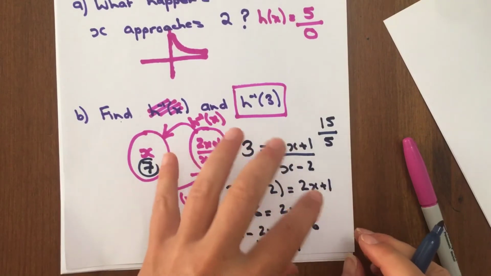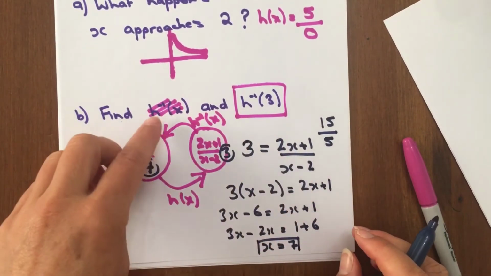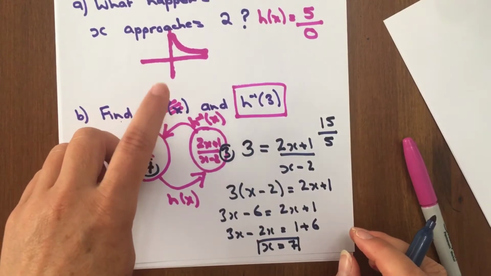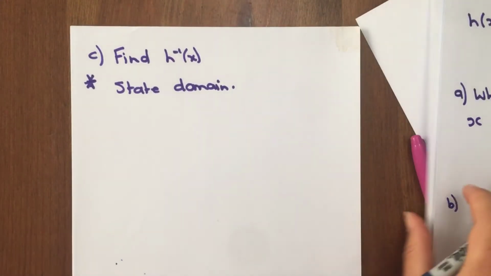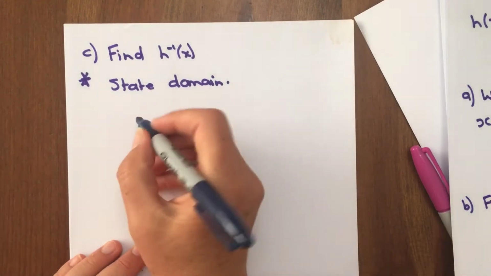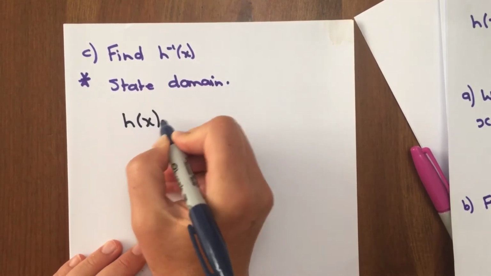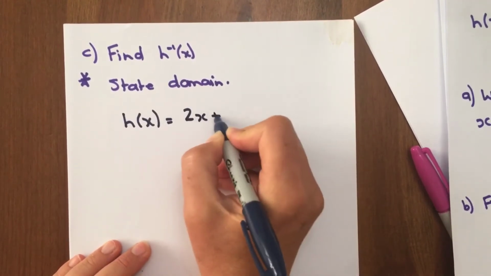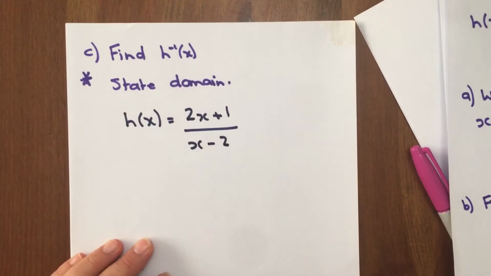Now, there was another way of doing that, and I might have confused you slightly. There's another way of doing that, which was to find h to the minus 1 of x first. Okay, so let's look at that. We're going to do it a different way now, which you may prefer. So, you're told that h of x equals 2x plus 1 over x minus 2.